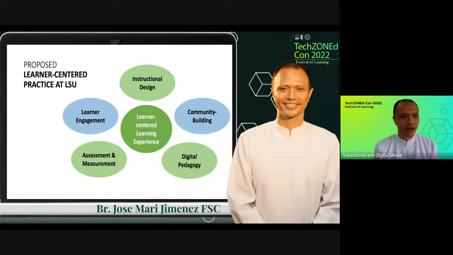Okay. These are our expectations. It's divided into 5 areas of competency. There are 5 areas of competency we want our teachers in a learner-centered learning environment to develop. These are instructional design, community building, learner engagement, digital pedagogy, and assessment and measurement. These are the 5 areas of competency that we want every teacher to develop. And we've elaborated that into a detailed rubric, which we hope you will go through and comment in the next 3 days or so.